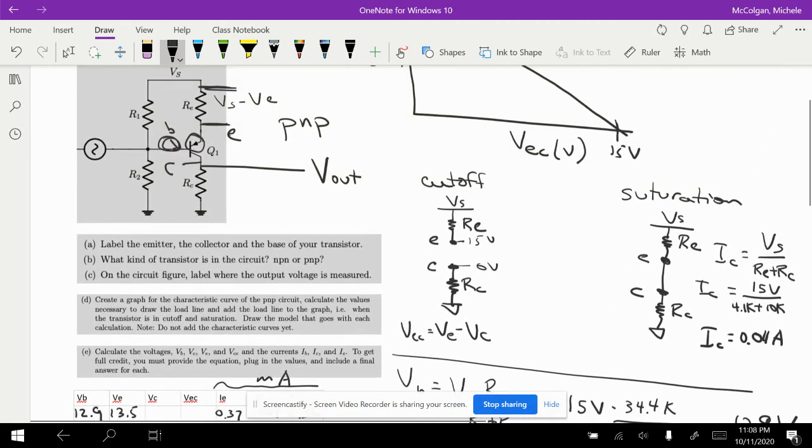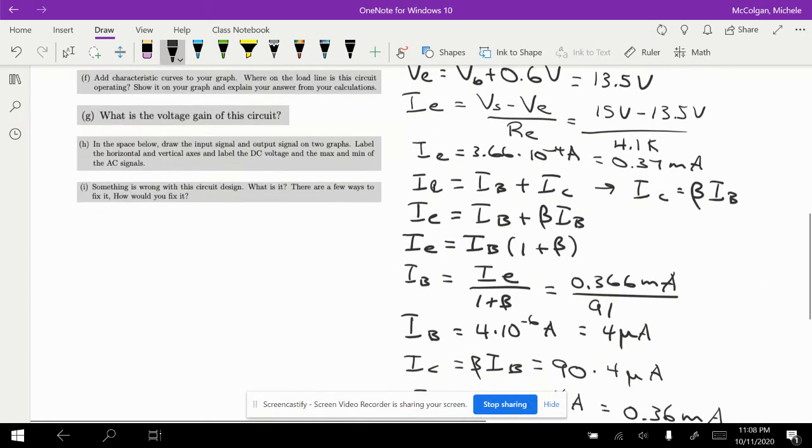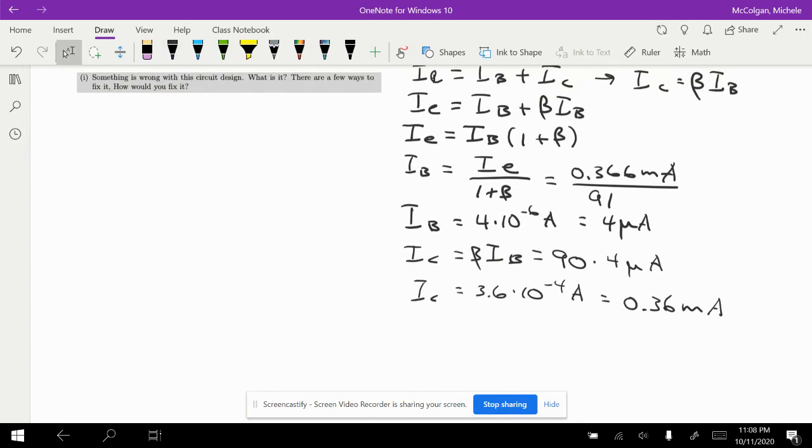Well, if we go back and look at our circuit, if we know IC, we know the current that goes through RC. Then if we multiply IC times RC, that's the voltage drop right before RC. So that's our VC. So VC has to equal IC times RC. So VC is equal to IC times RC, and that's equal to 0.36 milliamps times RC, which is 10K.